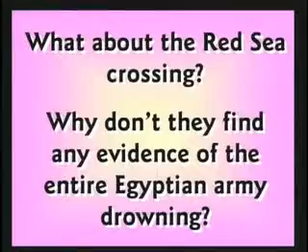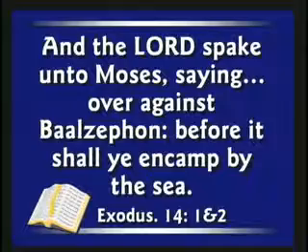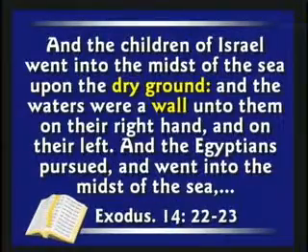What about the Red Sea crossing? Why don't they find evidence of an entire Egyptian army drowning? Well, they might have. In Exodus chapter 14, God told Moses to go to whatever that place is and encamp by the sea. And 14:22 tells us, children of Israel went into the midst of the sea on dry ground, and the waters were a wall unto them. Some people teach, well, it was just a real shallow sea, and they walked across. Ankle-deep water. Oh, well, that's an even bigger miracle. Pharaoh's entire army drowns in ankle-deep water.